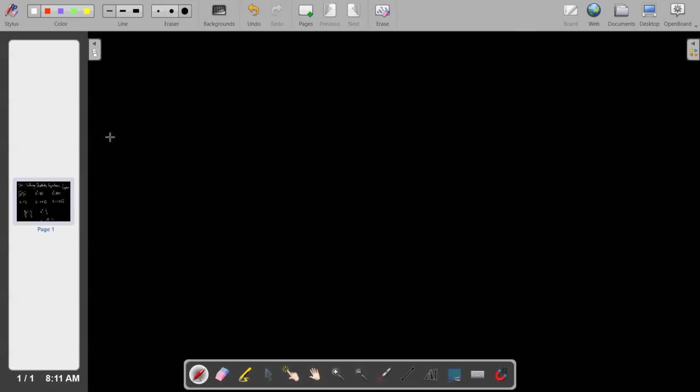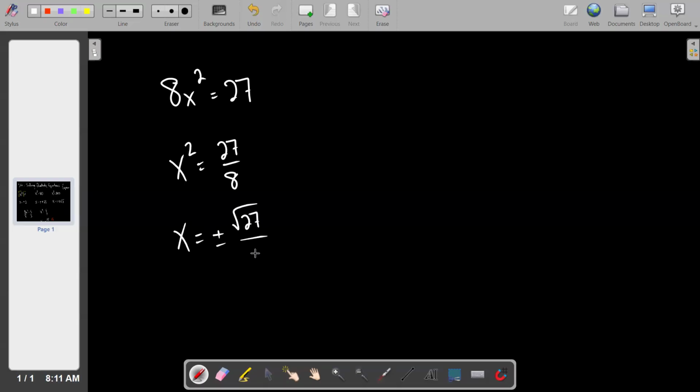Always rationalize your denominators. So 8x squared equals 27. Divide by 8, you get x squared equals 27 divided by 8. And it's ready. As soon as it looks like that, it's go time. So if I square root both sides of this equation, I get what I'm looking for. I get x equals the positive or negative of root 27 over root 8.